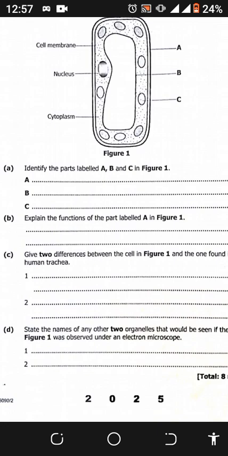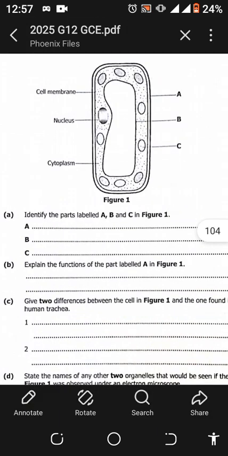We know that this is the chloroplast because the cell membrane has already been labeled. The nucleus has already been labeled, the cell wall has already been labeled, and finally the vacuole has been labeled. Thus, this is a chloroplast, C.